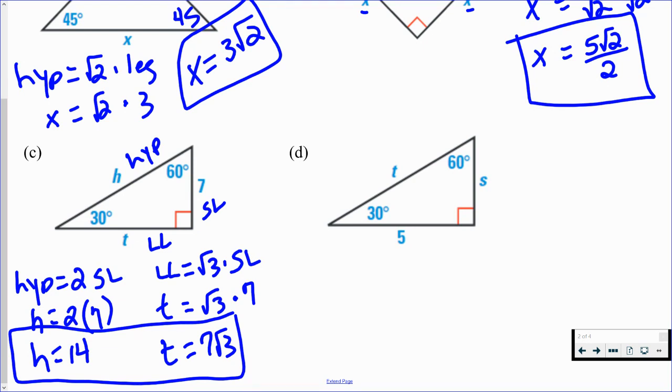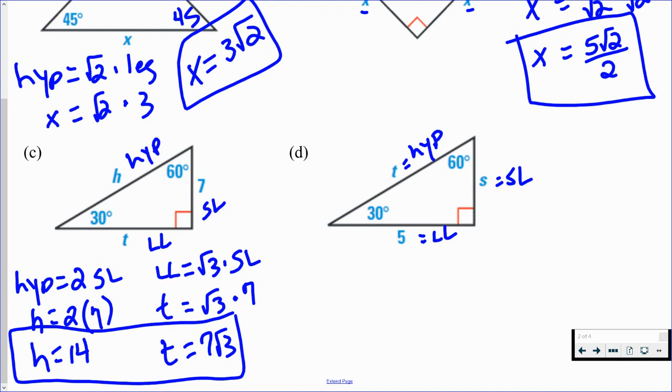Now take a look at part D. Part D, we have a little bit different situation. We still have a 30, 60, 90 triangle, but we have a different piece given to us. 5 is the leg given to us, and that is the long leg because it's across from the 60-degree angle. S is one we're solving for, and that is across from the 30, so that is the short leg. Okay, and then T is our hypotenuse.